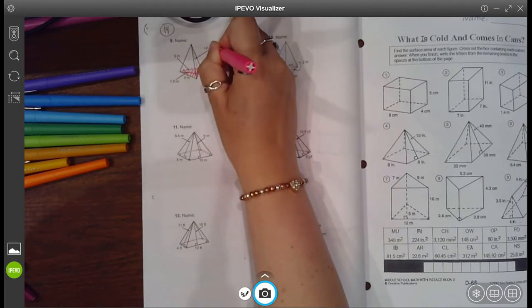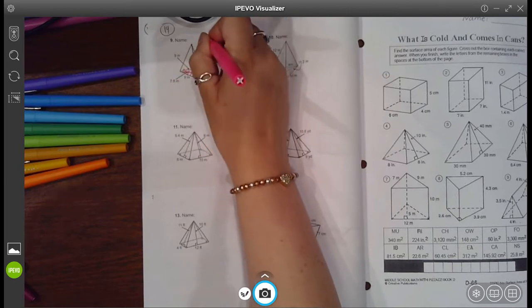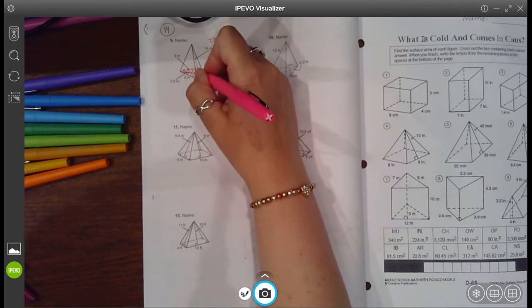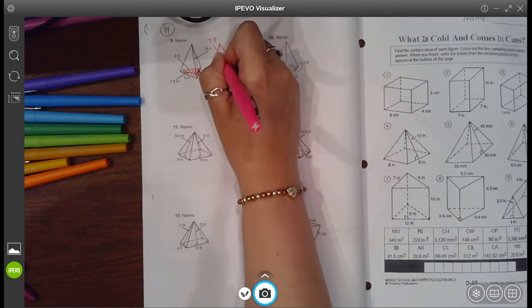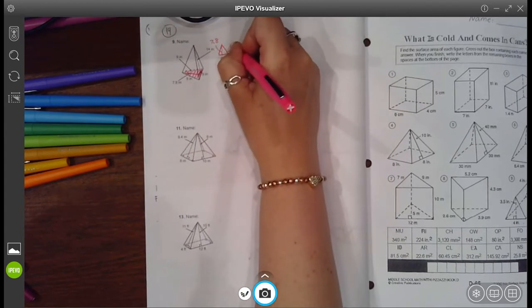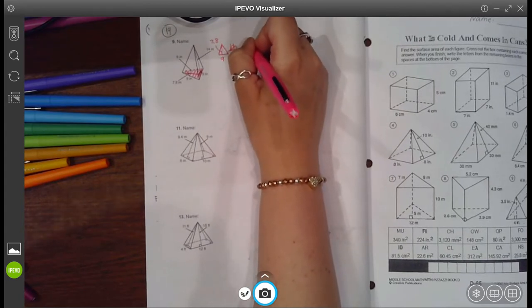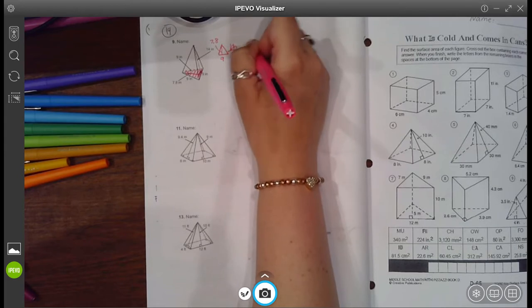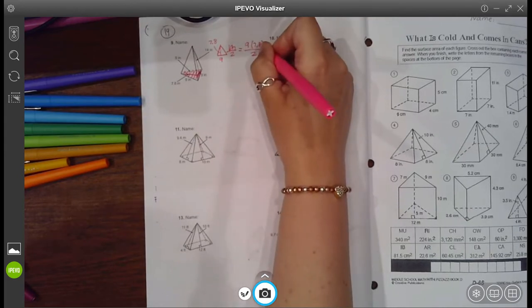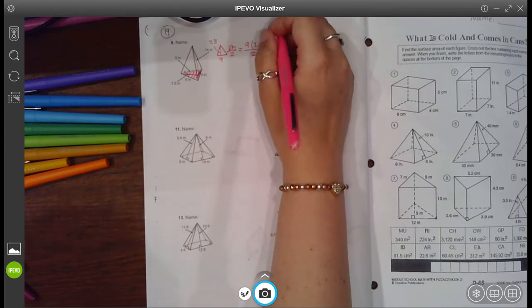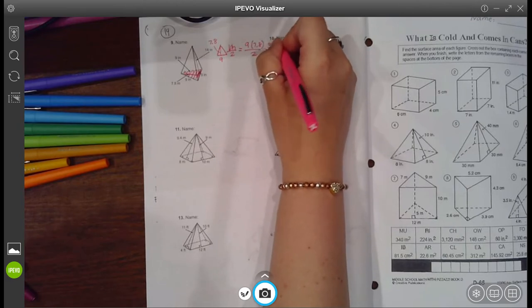So right here, that height measures, they said 7.8. And then that connects to your base right here of 9. So base times height divided by 2 is 9 times 7.8 divided by 2. Go ahead and plug that into your calculator, and you get 35.1.